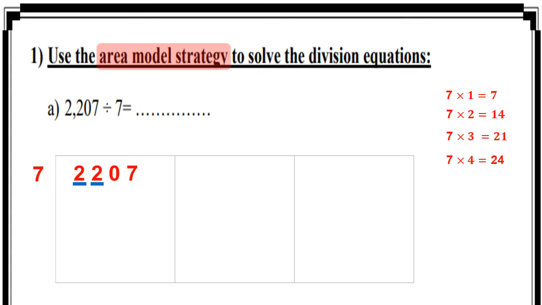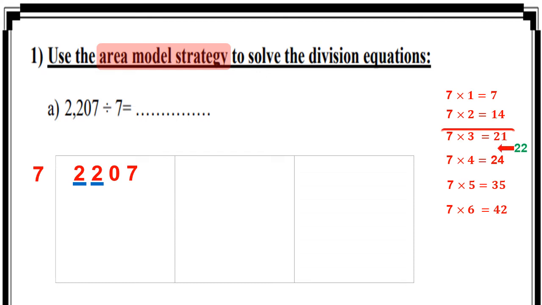7 times 4 is 28. 7 times 5 is 35. 7 times 6 is 42. And now we need 22. It's between 21 and 28. So we will take which one? 21 or 28? Sure. We will take 21 because it's close and less.